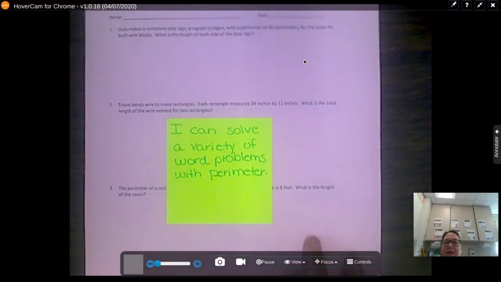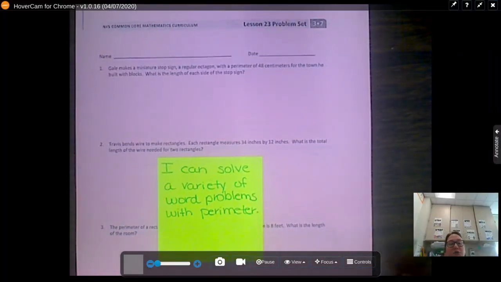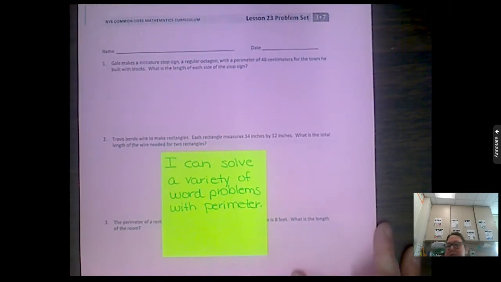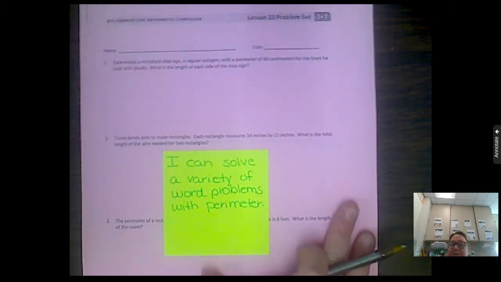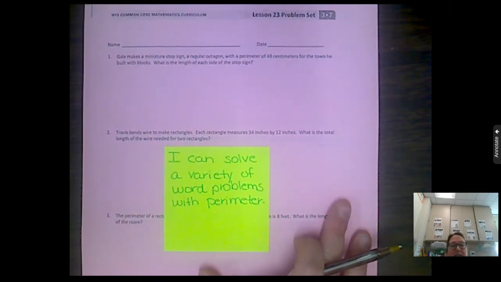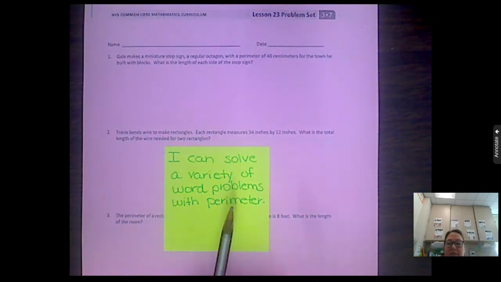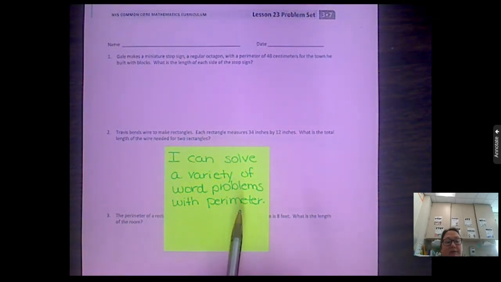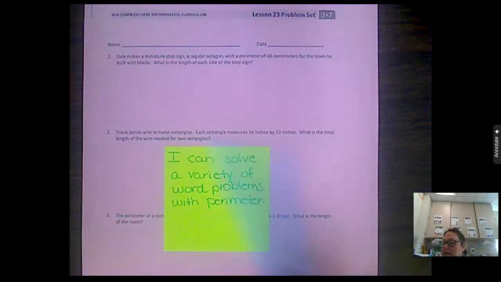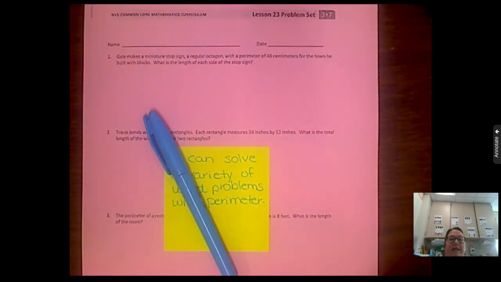Third graders, today we are working on math lesson 23. So we need your pink problem set, lesson 23, and name and date on there. And our I can statement for today says I can solve a variety of word problems with perimeter.